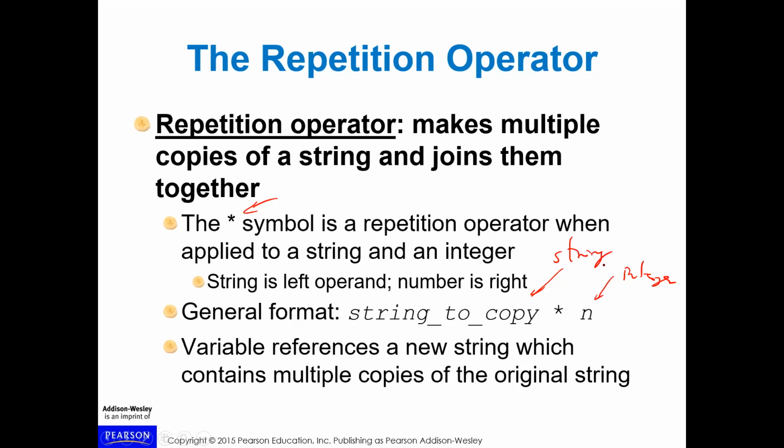Okay, so you can try this out. The string is the left operand, and the number is to the right. Wherever this is assigned, that variable will now reference a new string which contains multiple copies of the original string based on that value n, which has to be an integer.